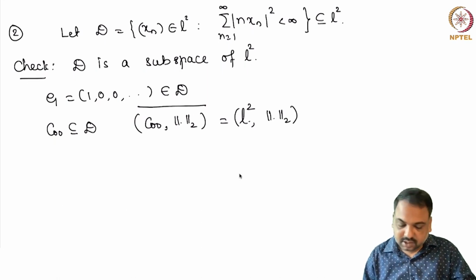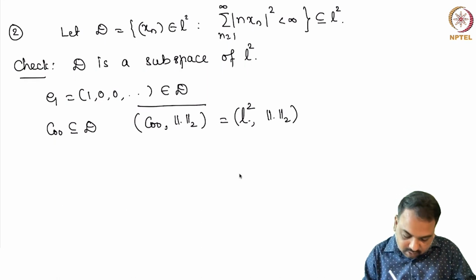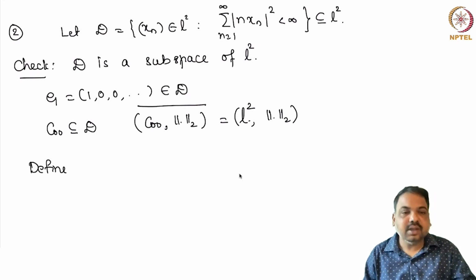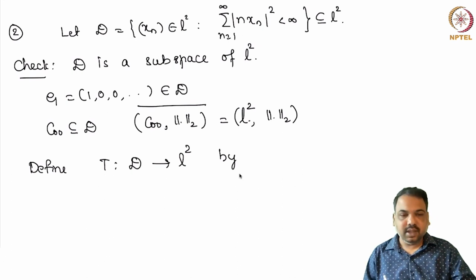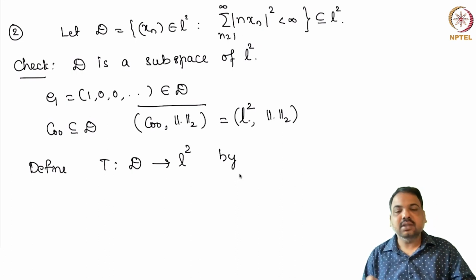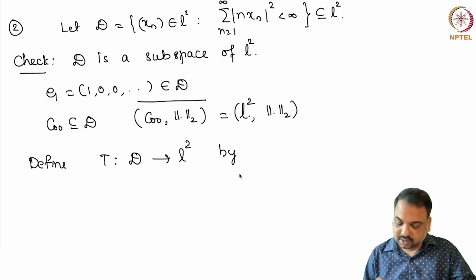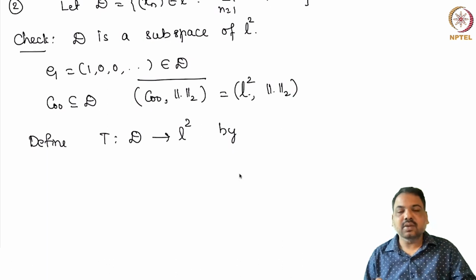Okay, so that means this is a dense subspace. Now define an operator T from D into L2. So clearly D is not a Hilbert space, right? Because D is a dense subspace of L2. If D is a Hilbert space, it has to be a closed subspace, which is again dense and closed, which implies that it has to be the full space.